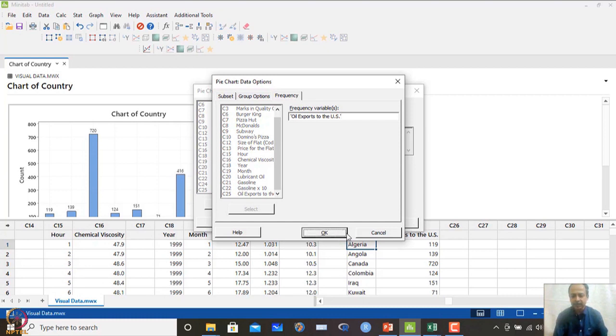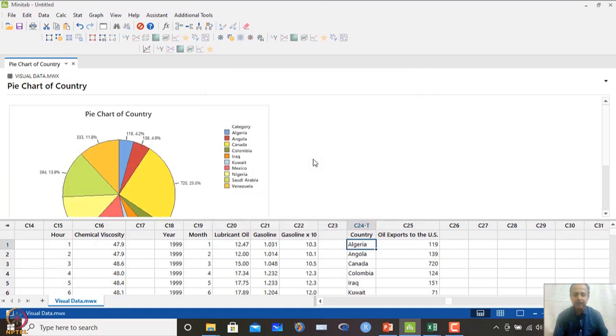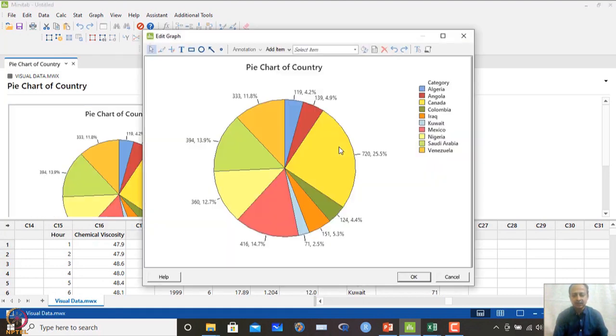I click OK over here, and then I click OK again over here. What you get is this diagram over here. So not only the color of this, so this is Algeria, it is having a frequency or value of 119, it is contributing about 4.2%. So maximum contribution is, let us say, 12. This may be 25.5. This is the biggest slice that you can see.